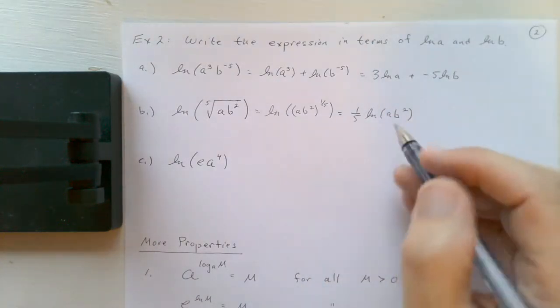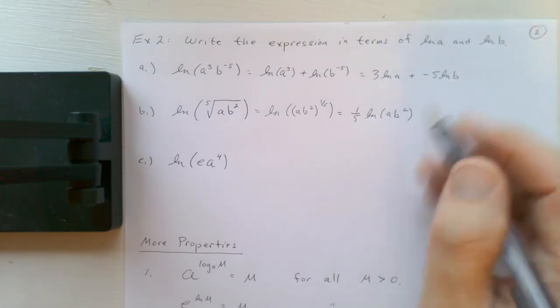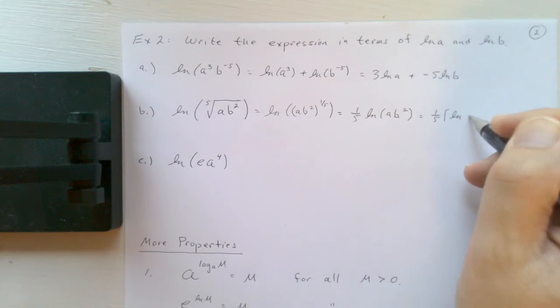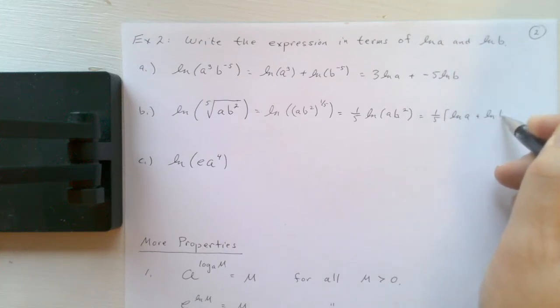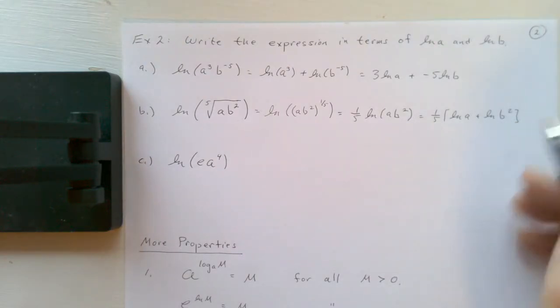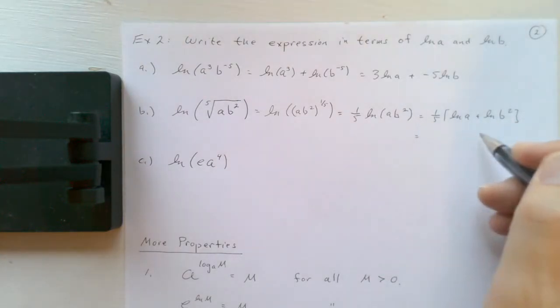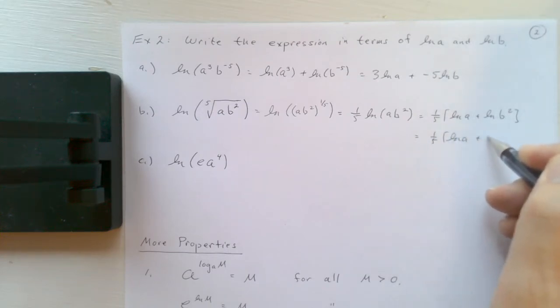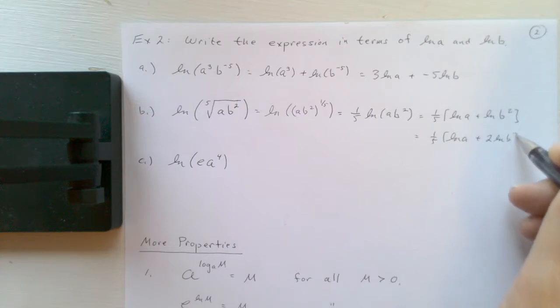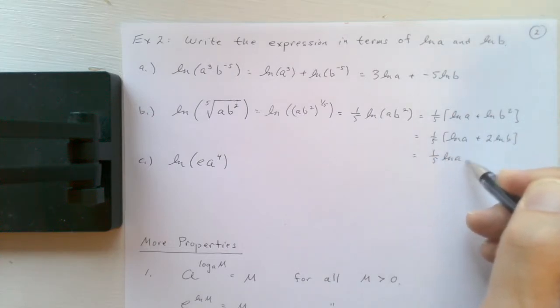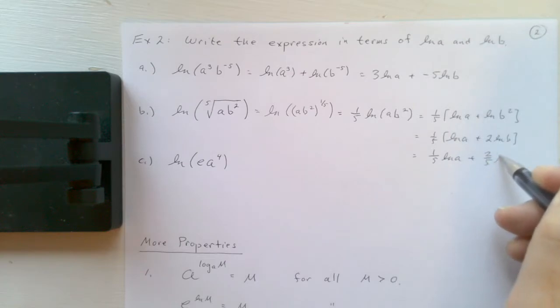And then we can say, okay, now this is a product, so this will be 1/5 times the log of a plus the log of b squared. And now this 2 will come out here. And then finally we can write this as 1/5 log a plus 2/5 log b.